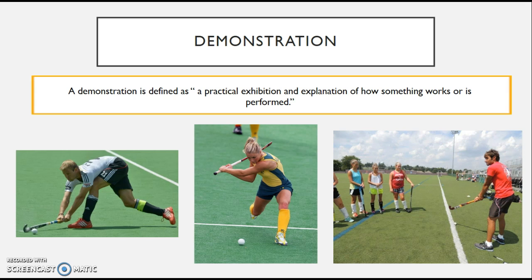Next we have demonstration. A demonstration is defined as a practical exhibit of an explanation of how something works or is performed. So a demonstration is used within sports to give a visual representation of how a skill is performed. It's very important demonstrations are performed correctly, as if they aren't, it may lead to injury of the participants because the skill has been learnt wrong. An effective demonstration would include a coach going over the skill a few times to ensure a visual image has been left in the participant's mind.